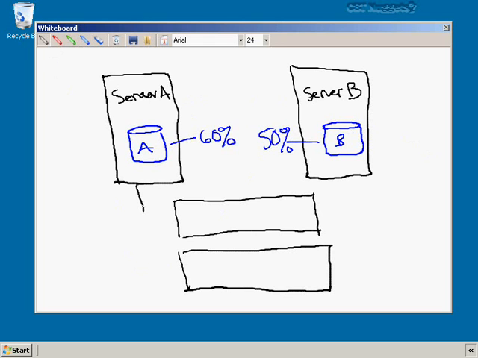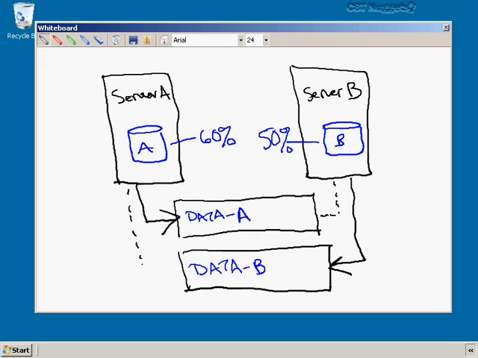Server A is connected to an external storage system where the actual database files for Database A live. Server B is connected to a separate external storage system where the data files for Database B actually live. In reality, both servers have a physical connection to both storage systems. It's just that in the normal state of things, they only look at one of them.